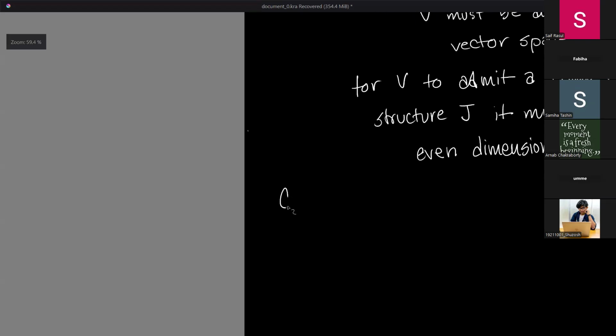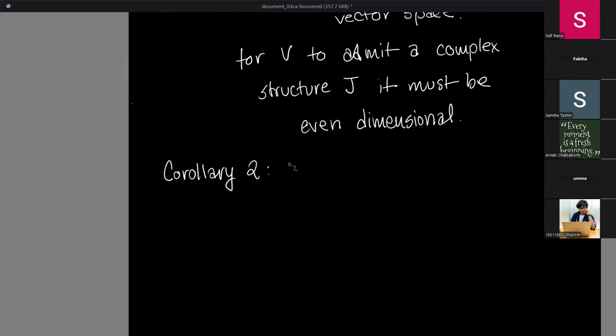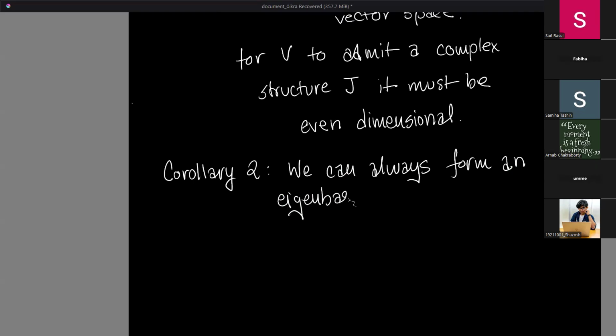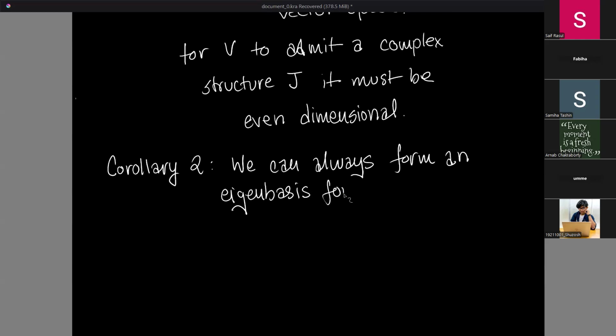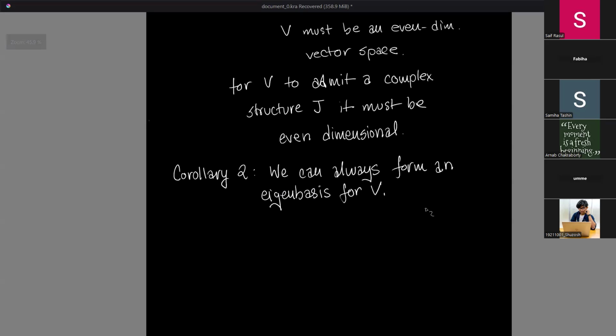Corollary 2 is that we can always form an eigenbasis for V. This is going to be very important in the next few theorems. So these are corollaries because they don't need any additional work in order to prove. They're just byproducts of what we've done so far. We're just highlighting them because they're important.